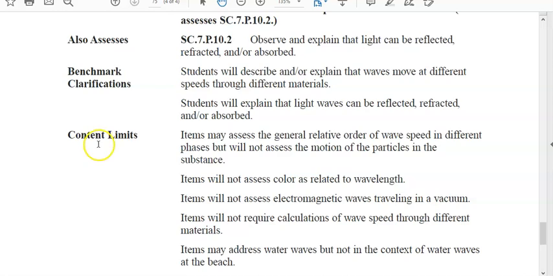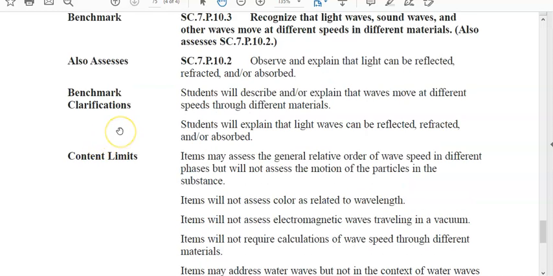If not, maybe we just pick one of these standards and figure out a really cool phenomenon that we can get in front of our students.